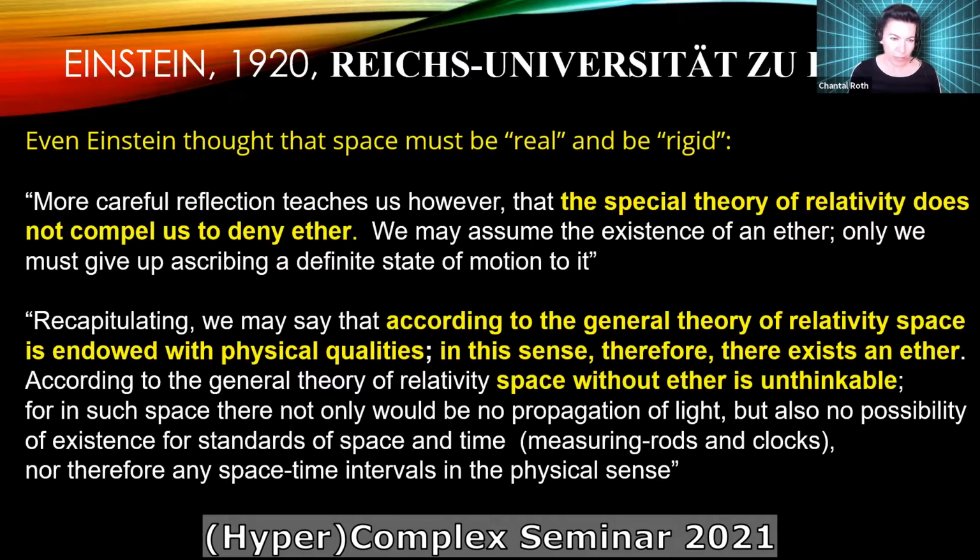According to the general theory of relativity, space without an ether is unthinkable. For in such space, there not only would be no propagation of light, but also no possibility of existence for standards of space and time, measuring rods and clocks, nor therefore any space-time intervals in the physical sense."